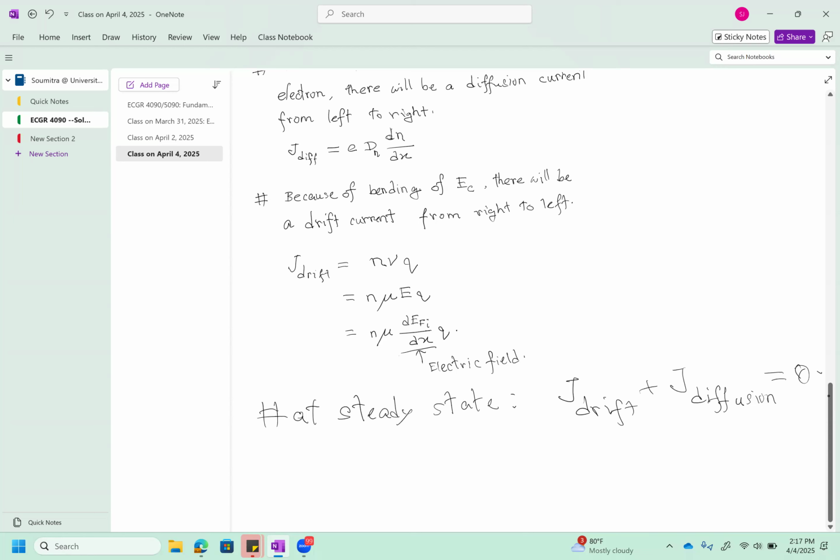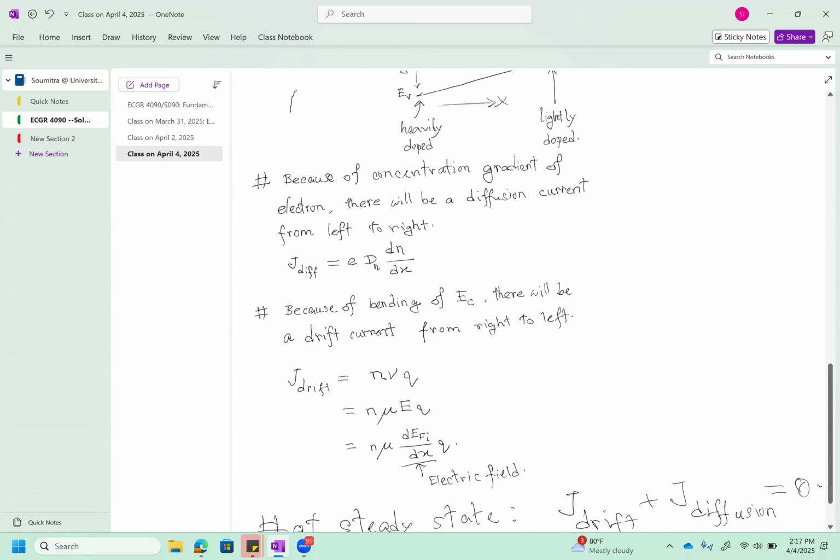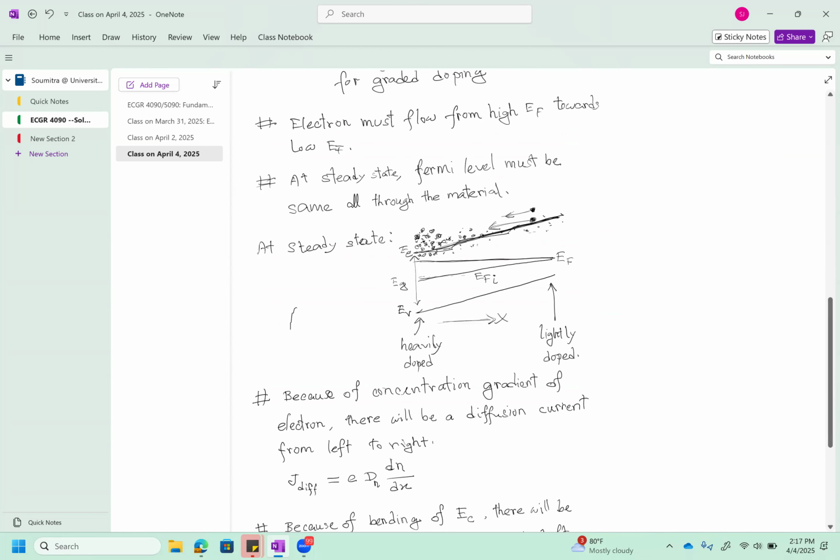But this is the underlying interesting part here, that there are actually two different forces if you gradually dope a material. Okay, thank you so much.